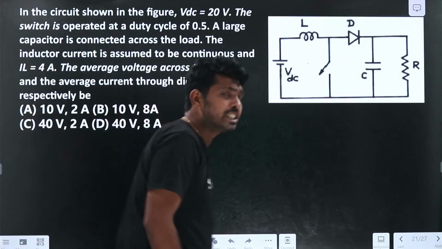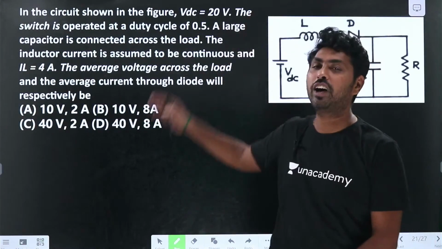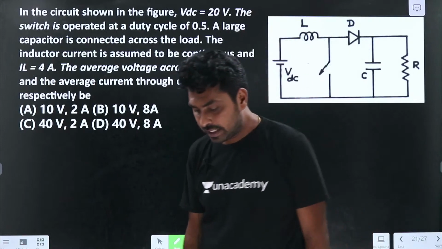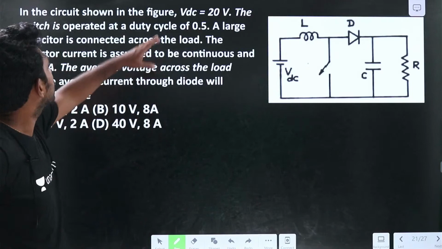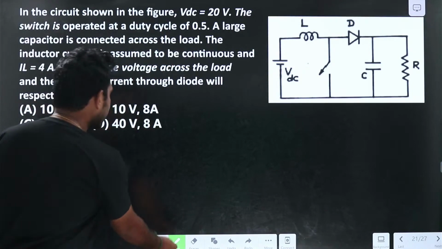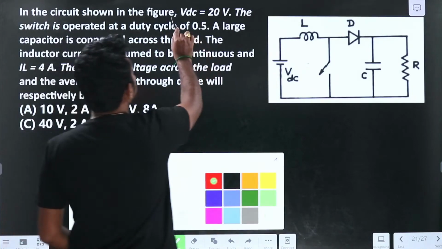So which is the easiest question, guys? In all these problems, which is the easiest question? Try to find the solution for this. What have they given? VDC equal to 20 volts. So here VDC is given as 20 volts.